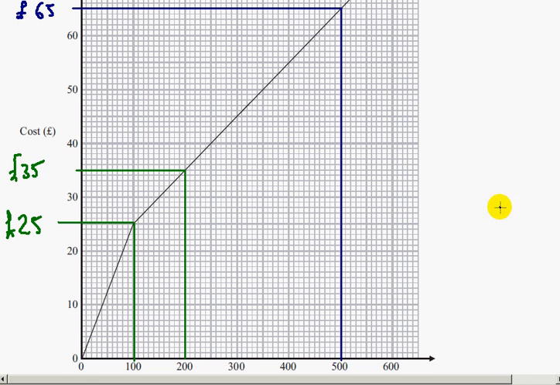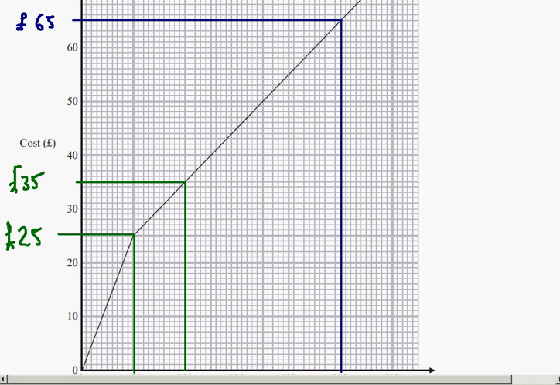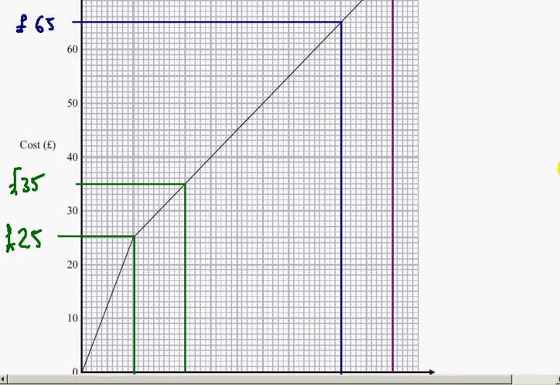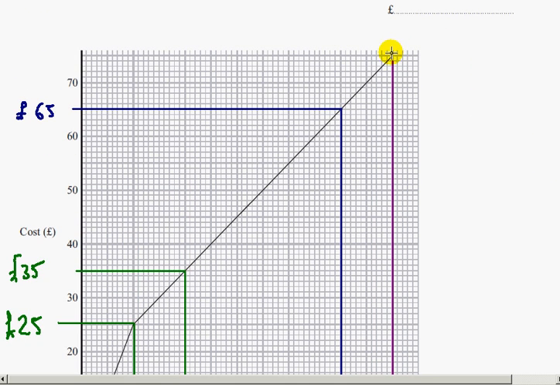If she used 600, that would cost her £75. So you can see that every extra 100 units she uses, it goes up by £10. So I'm just going to write that down.